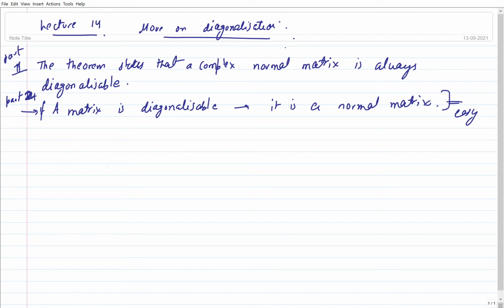So what do we mean by a normal matrix? A matrix is normal when it commutes with its Hermitian conjugate, that is, M M dagger is equal to M dagger M. This is a normal matrix.